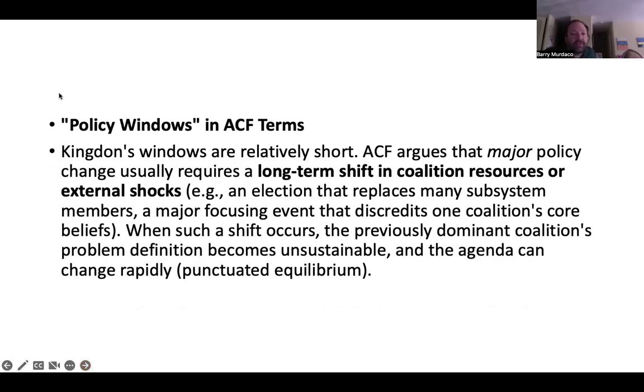Policy windows in ACF terms. Kingdon's windows are relatively short. ACF argues that major policy change usually requires a long-term shift in coalition resources or external shocks. For example, an election that replaces many subsystem members, or major focusing events that discredit one coalition's core beliefs. When such a shift occurs, the previously dominant coalition's problem definition becomes unsustainable and the agenda can change rapidly, a punctuated equilibrium.